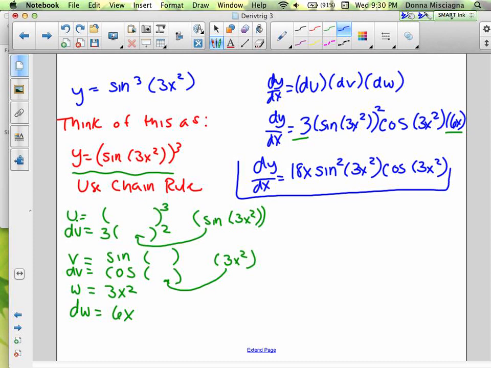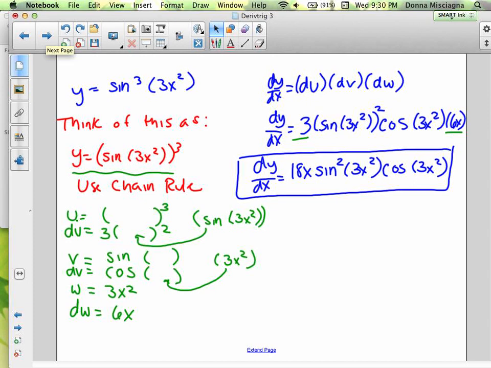So just take your time. Don't get concerned about what's on the inside until you've taken the derivative of the outside, and then you can just focus on the next part, right? And blocks can help you out. Let's do some more.